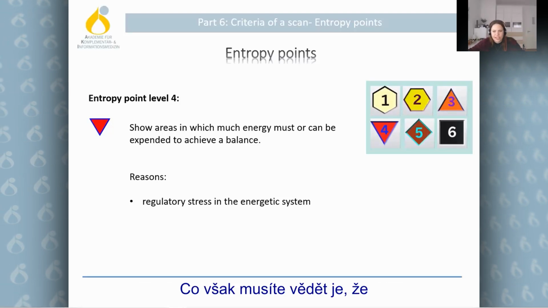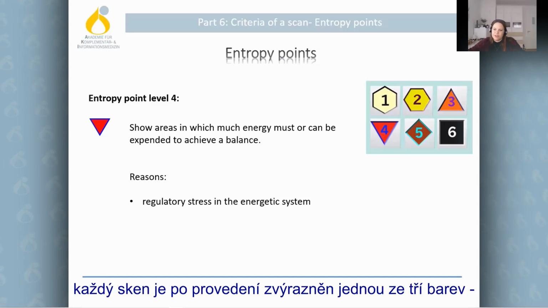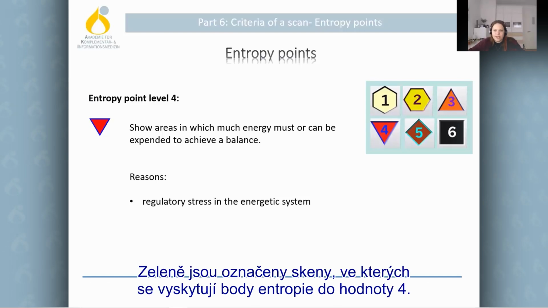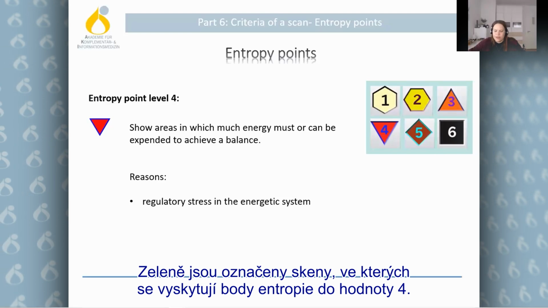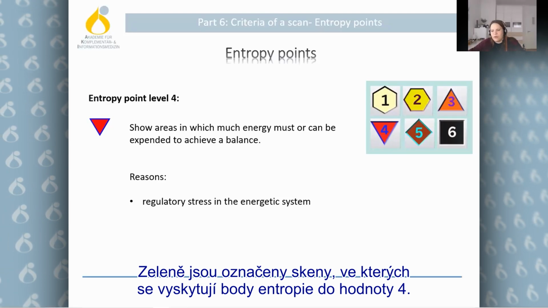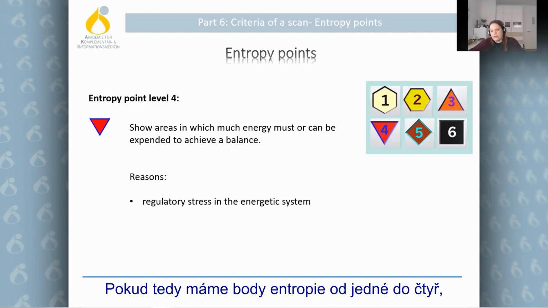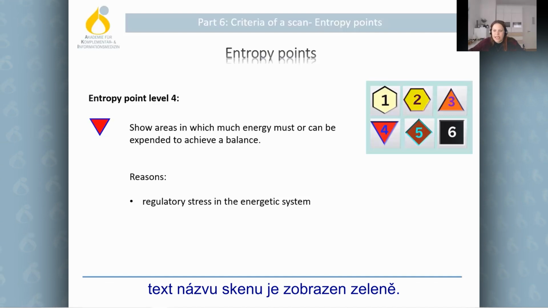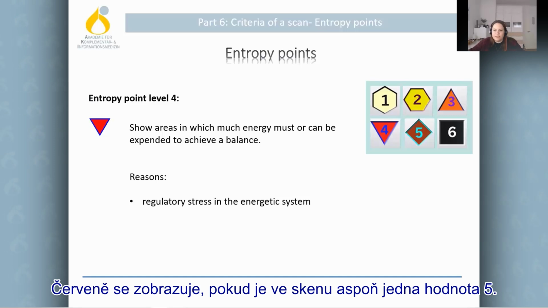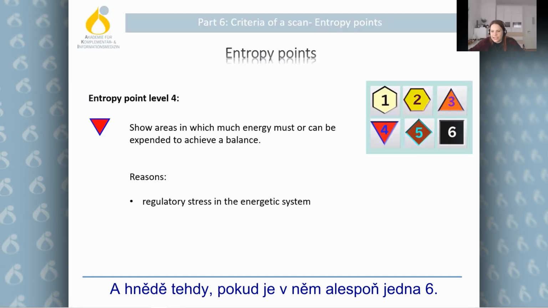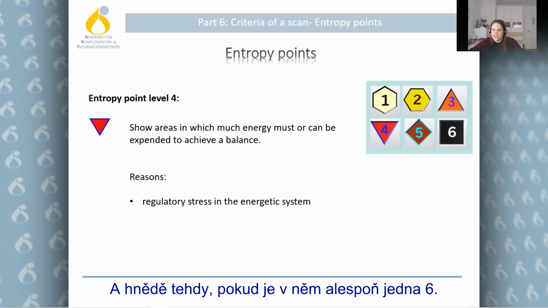But what you have to see is the scan images are displayed in 3 colors after the scan: green, red, or brown. And it's listed in green already when you have entropy points up to 4. So when you have entropy points from level 1 to 4, the text in the scan images is still listed in green. It's first listed in red when you have minimum 1 entropy point 5, and it's listed in brown when you have minimum 1 entropy point 6.